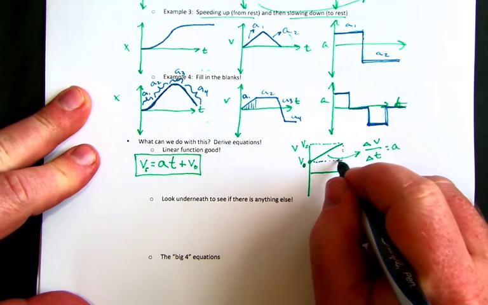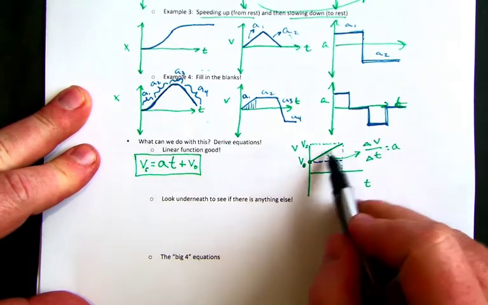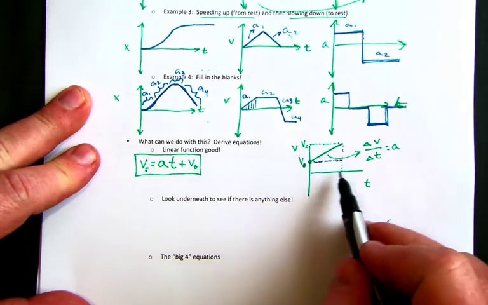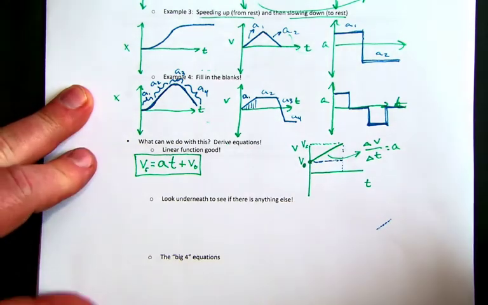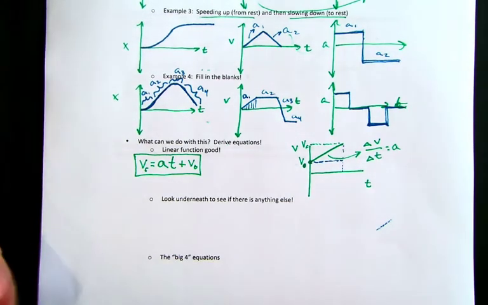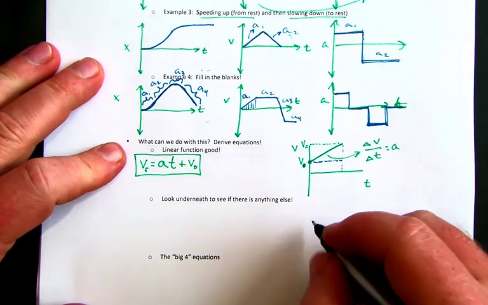You can find information not only on the slope, not only on the y-axis, on the x-axis, but also underneath the graph. The area underneath the graph has meaning. Okay? So what is the area underneath that graph? What does it tell us? I'm just going to kind of redraw this.